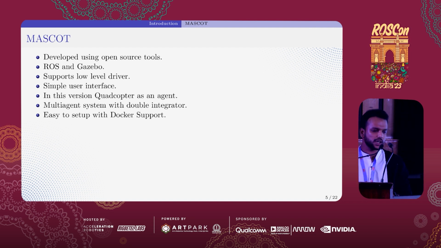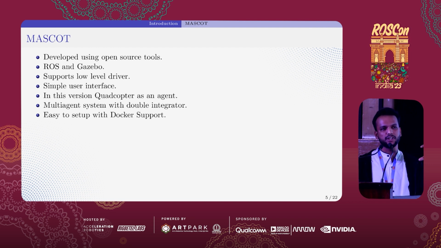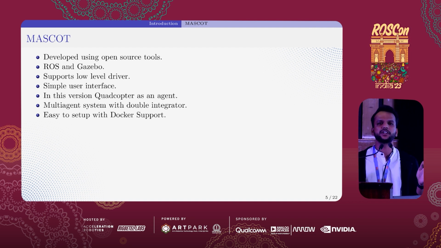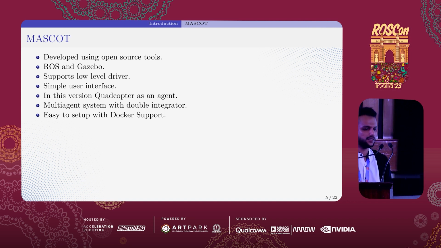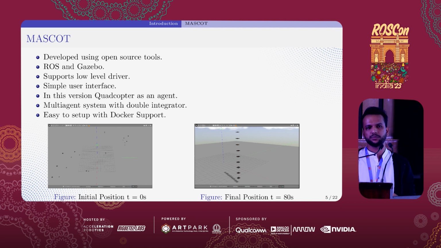It supports a low-level driver, and we have provided a very simple user interface for researchers, so they don't have to take care of spawning the robot in a Gazebo environment, etc. They just have a configuration file which they have to set up, and then things will work. We have also provided Docker support for it. You can see a figure of it. I don't have any video for now.